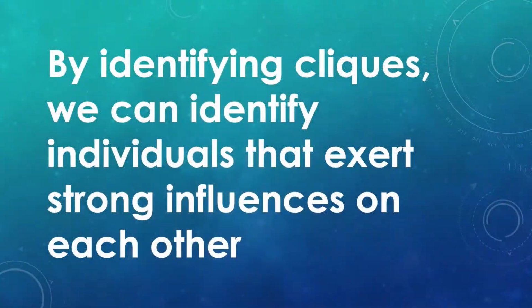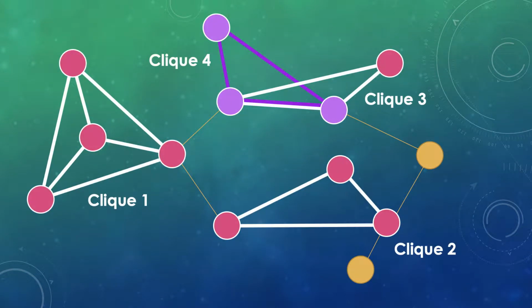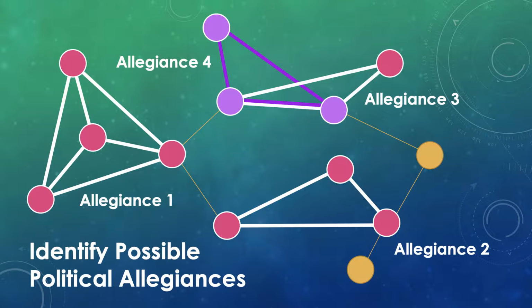Now, cliques are important in social networks because when we identify cliques, we can identify those groups of people that exert a strong influence on each other. So look at this graph, for example. What's interesting is that we can use cliques to identify possible political allegiances. So if you are someone who belongs to Allegiance 1, you are highly likely to unite with the rest and agree with whatever political position they hold. Likewise, if you belong to Allegiance 2.